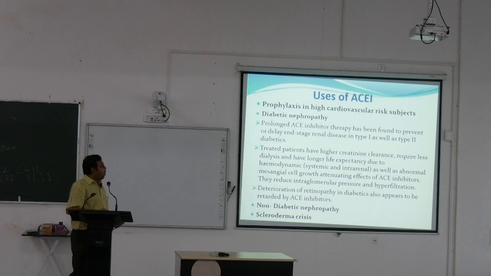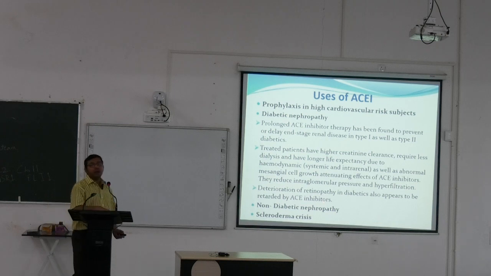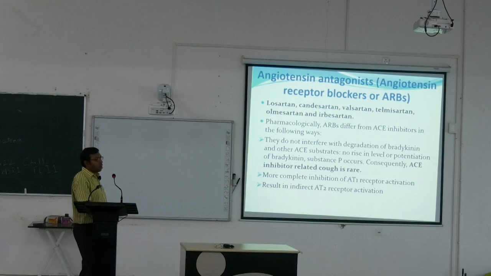Apart from this, it is used as prophylaxis in high cardiovascular risk subjects and also in diabetic nephropathy. So not only the diabetic nephropathy but also the non-diabetic nephropathy. In nephropathy, where the kidney function is decreased, irrespective of the blood pressure, either there is hypertension or hypotension, ACE inhibitors are used. Next, coming to the angiotensin receptor blockers.